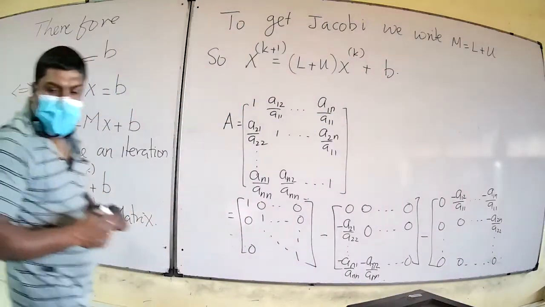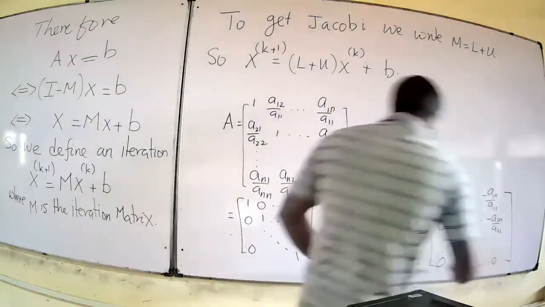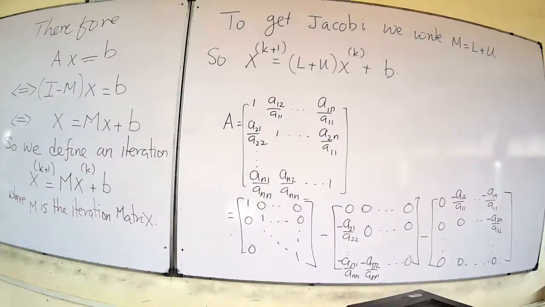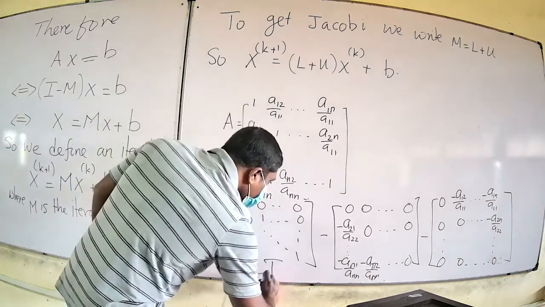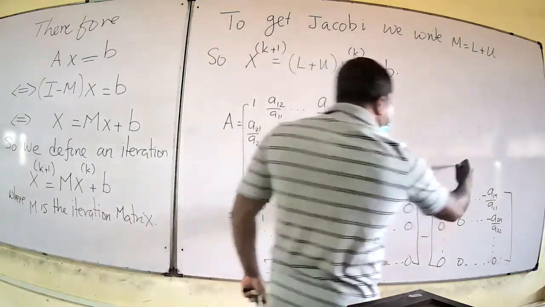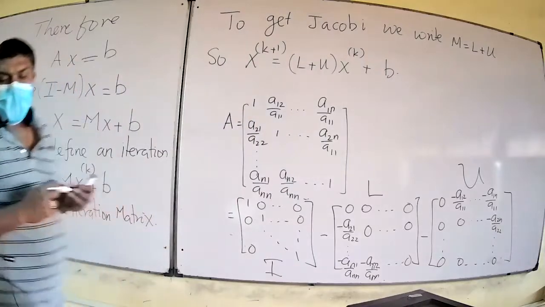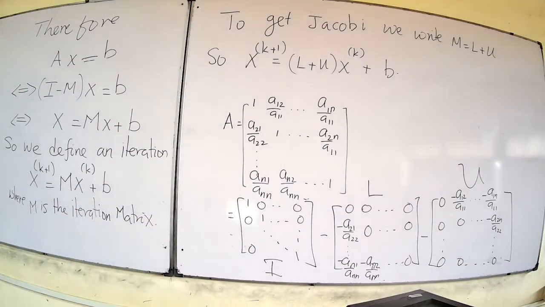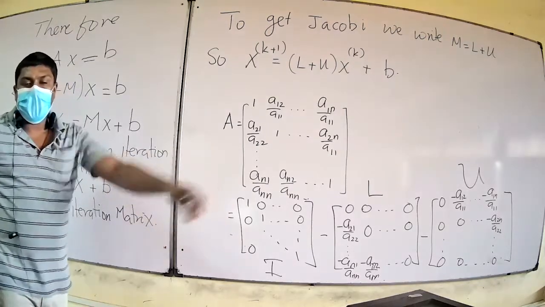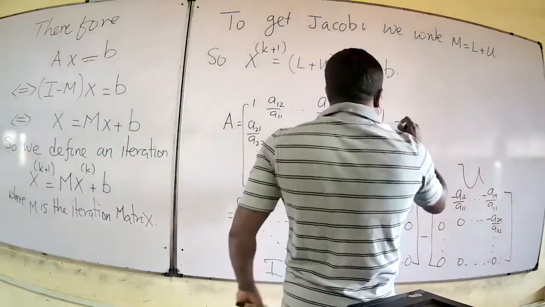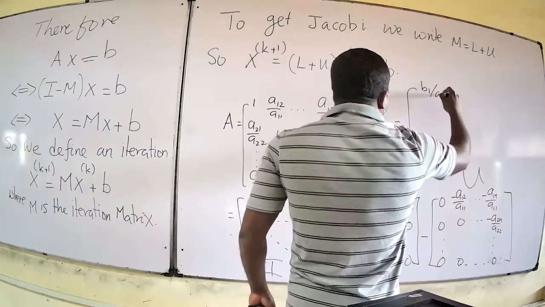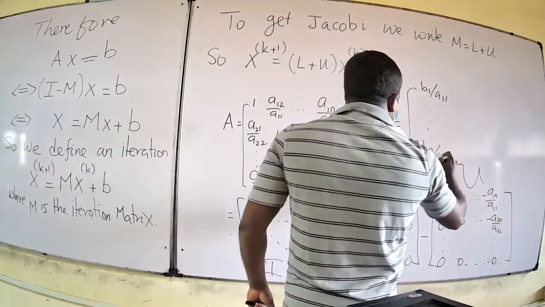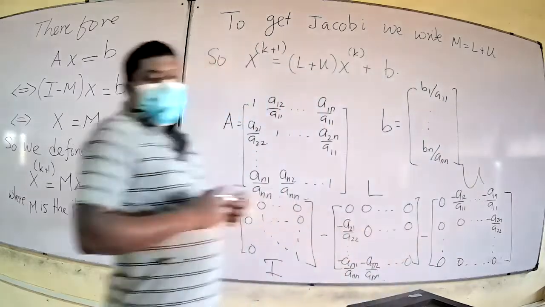Right? So you can split the matrix A as I minus L minus U. So this is your I, this is your L, this is your U. So when you write A as I minus L minus U, you can see that A is I minus L minus U, and then your B is this now: B1 over A11 up to Bn over Ann. This is your B.